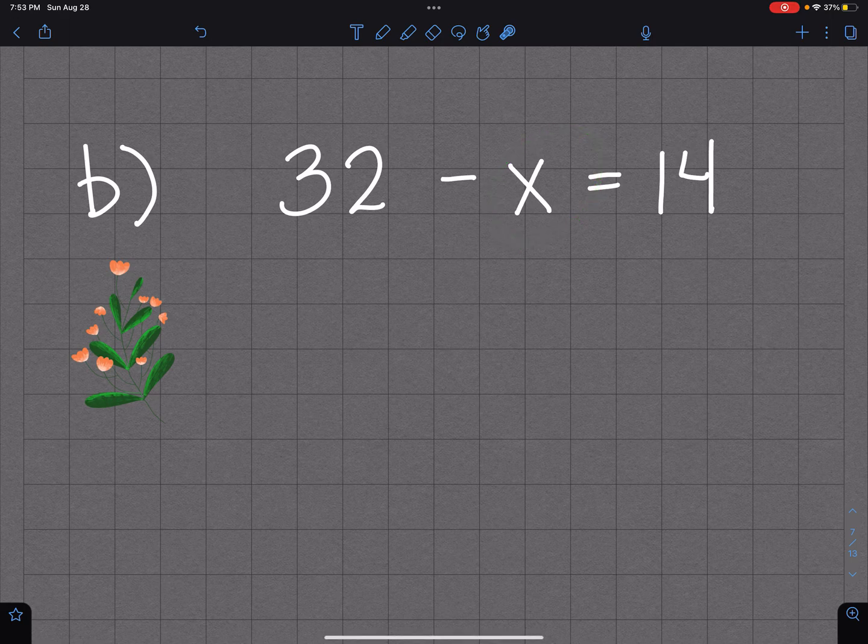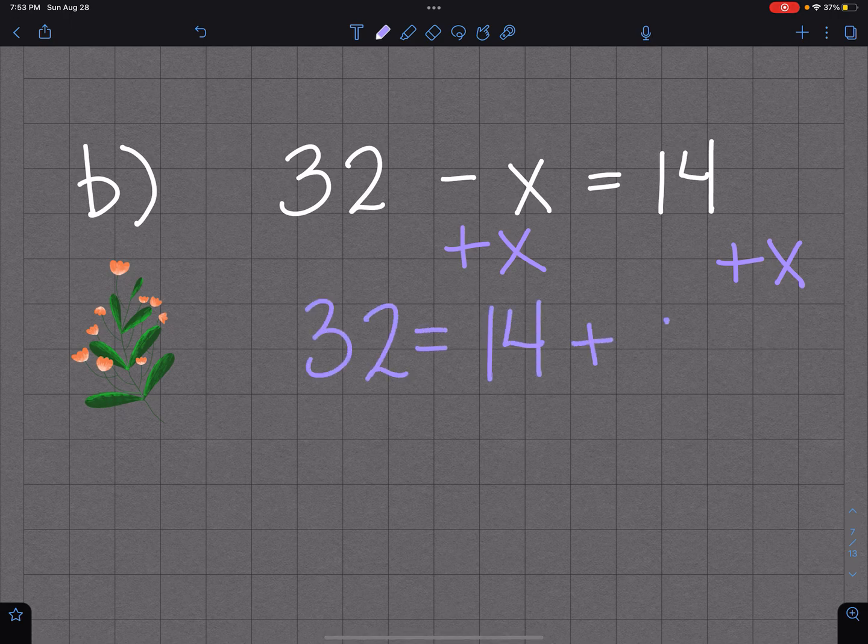Now, in my mind, I'm kind of doing algebra in my head. So I want to isolate the variable. So what I do is I take the x to the other side. So I'm going to add x here, and I'm going to add x to this side over here. And I get 32 is equal to 14 plus x. Why do I get that? I get that because this cancels out. Negative x plus x is equal to 0. And then on this side, I have 14 plus x, which is this.